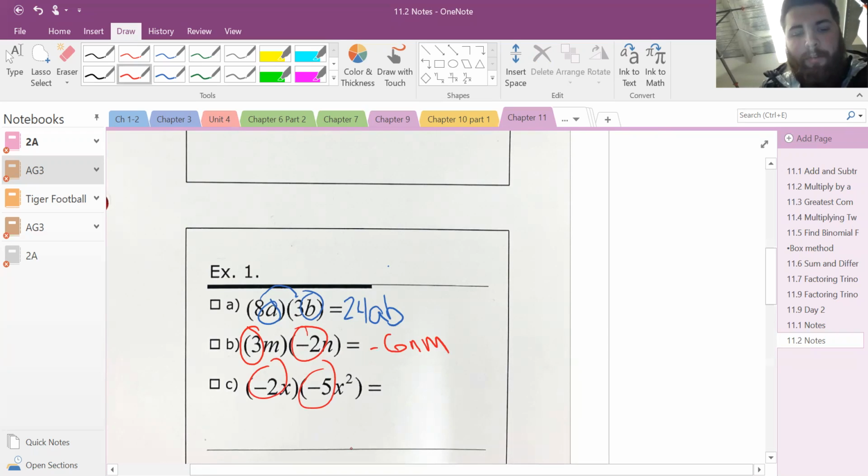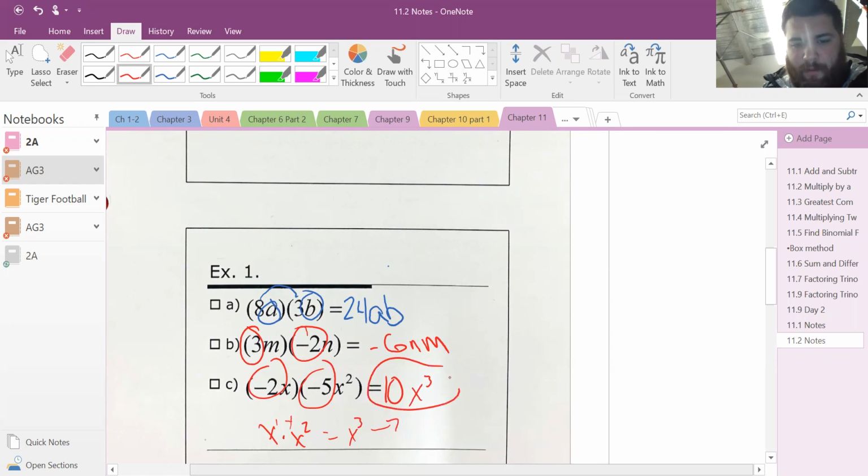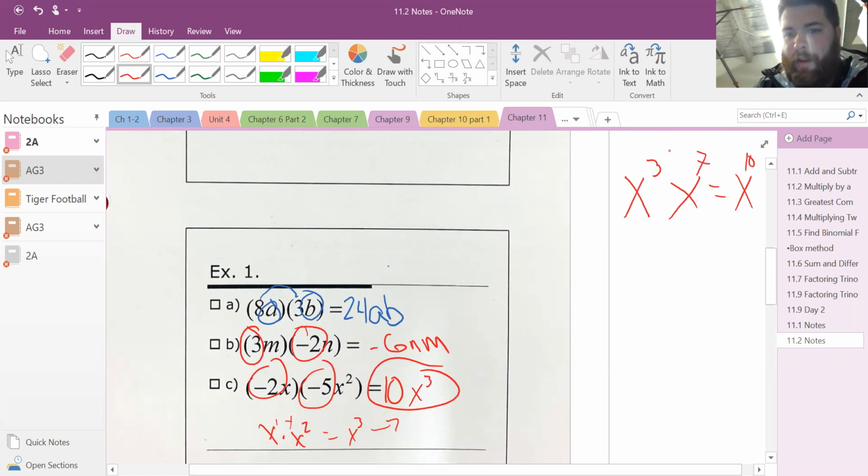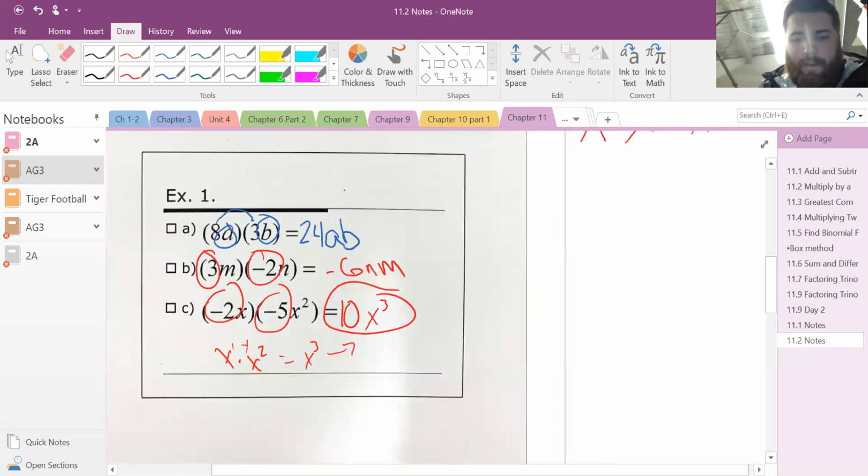So first things first, do the coefficients. We have negative 2 times negative 5. We have positive 10. Two negatives make a positive. We have x times x squared. Remember what you do with the exponents? All you got to do is add them. So you get x cubed. So all you got to do is add the exponents. So x squared times x squared is x to the fourth. X to the third times x to the seventh is just x to the 10th. Just add them.